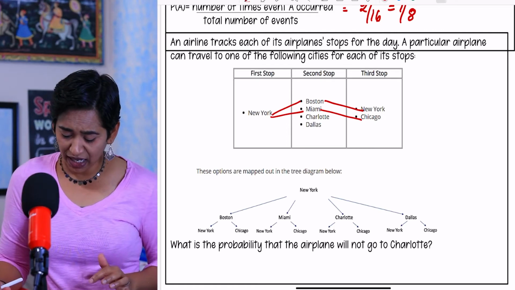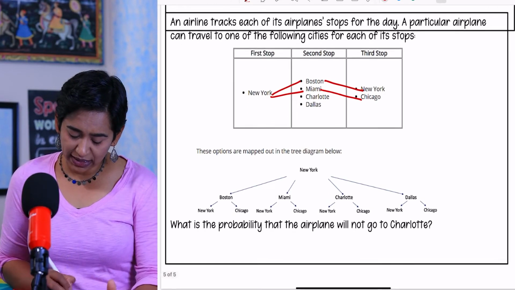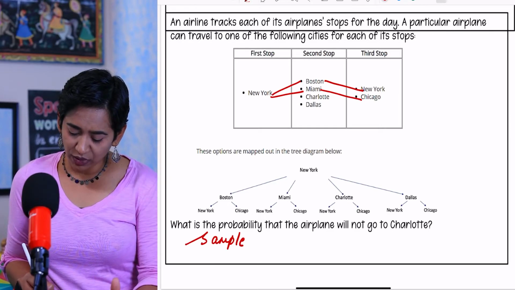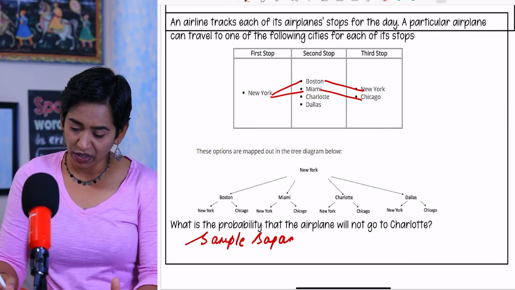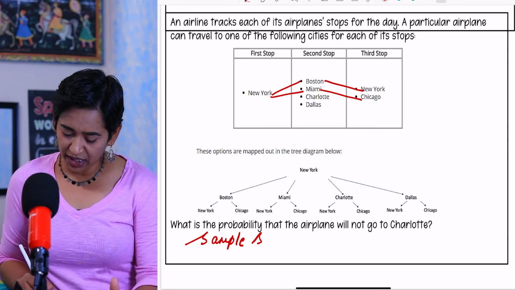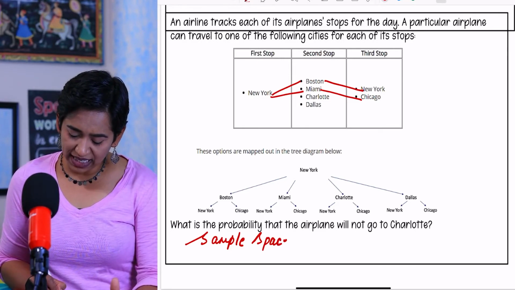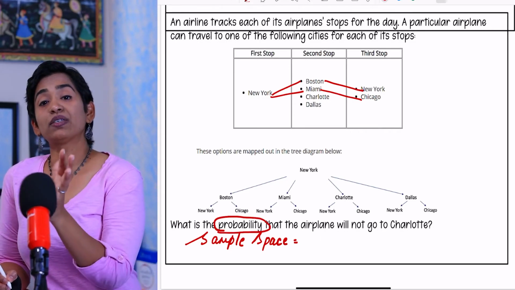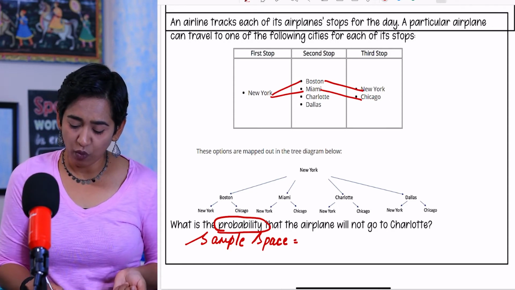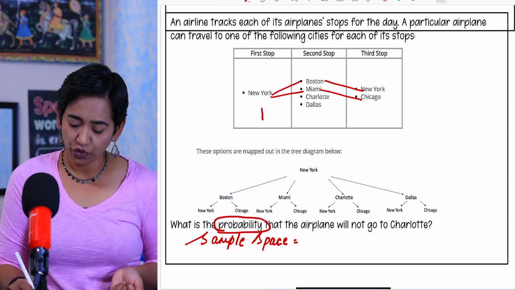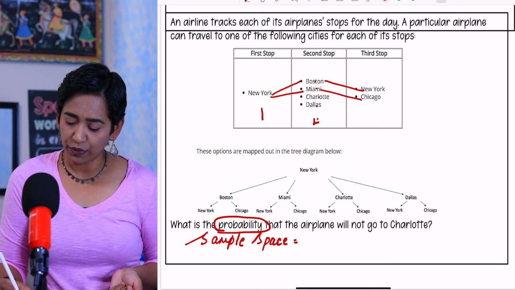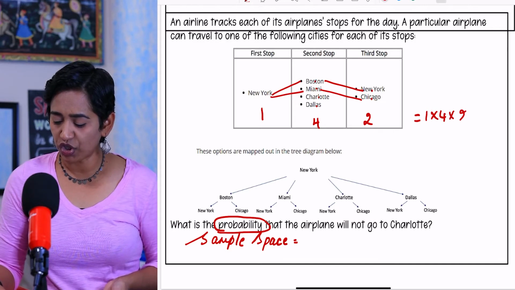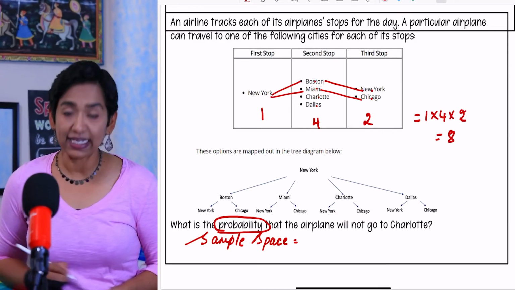Every time they ask me that, I start with my sample space. So I'm going to go ahead and write down my sample space. Why am I starting with sample space? Because how do I spell space? S-P-A-C-E. Because they're asking me for the probability. So sample space is all possible outcomes. So here I have one option, 1, 2, 3, 4, 1, 2. So 1 times 4 times 2, which is 8. So my sample space is 8.